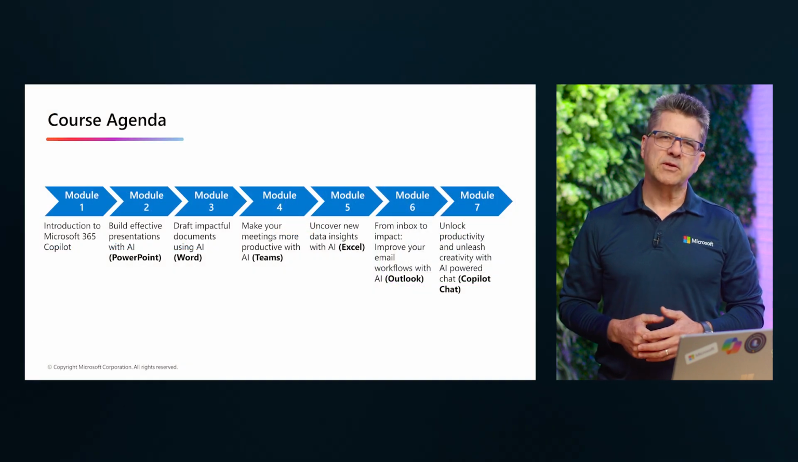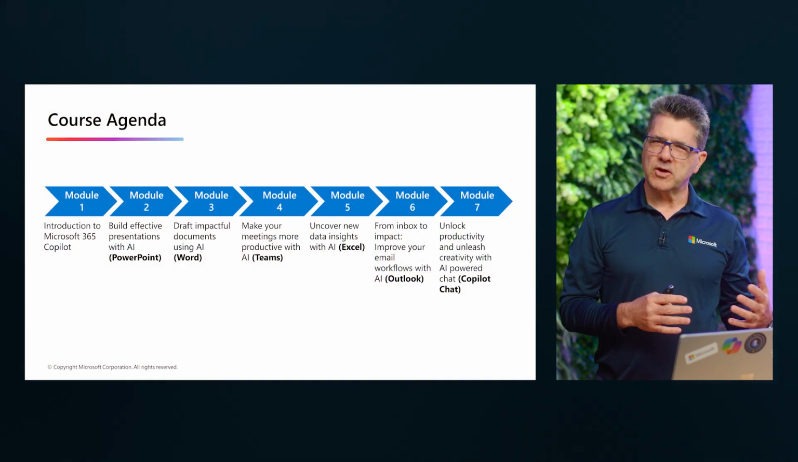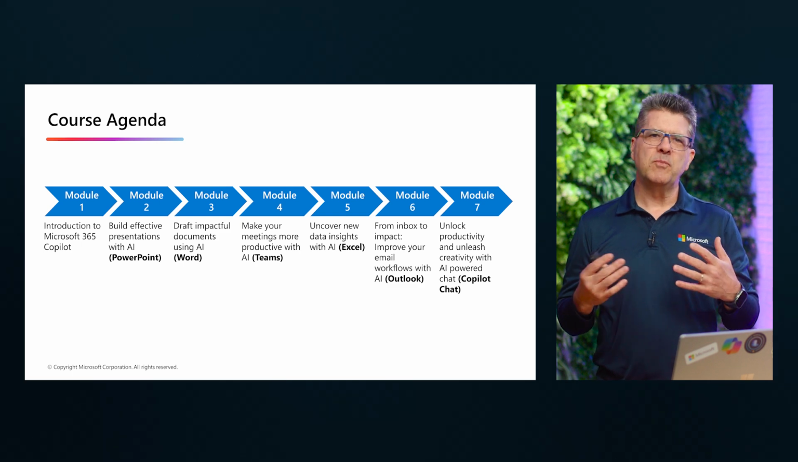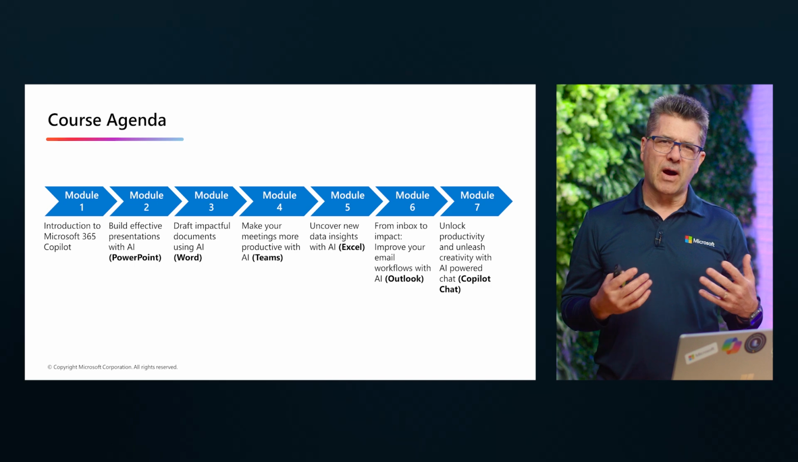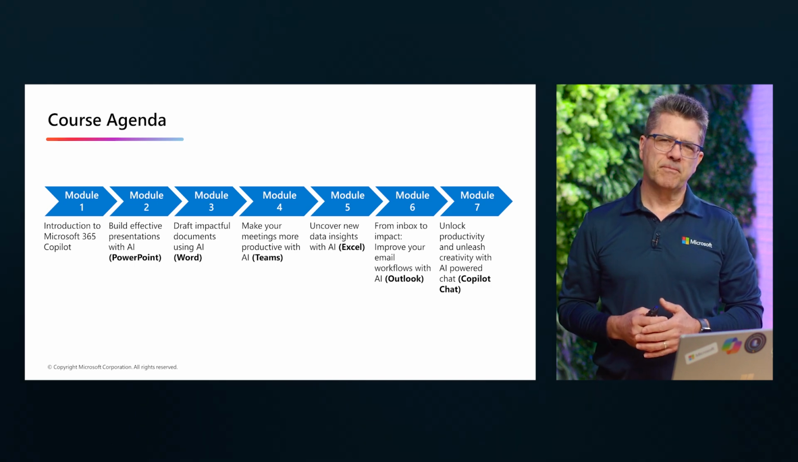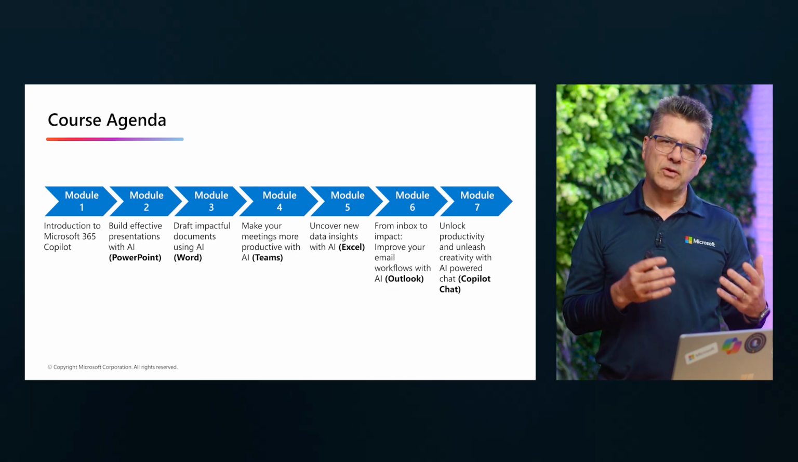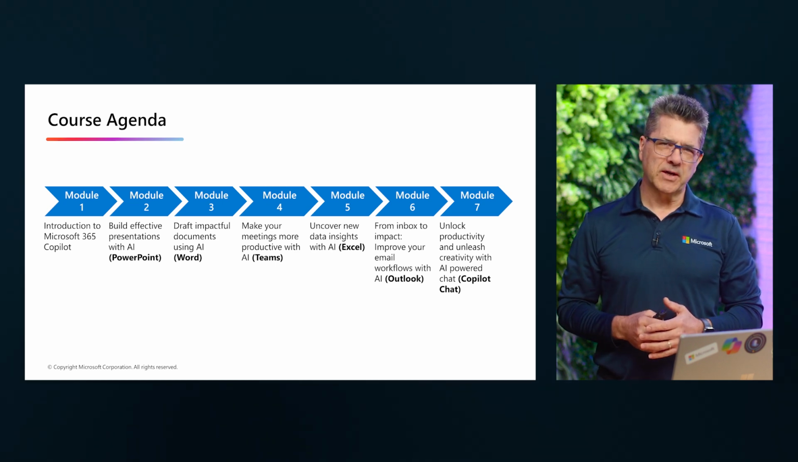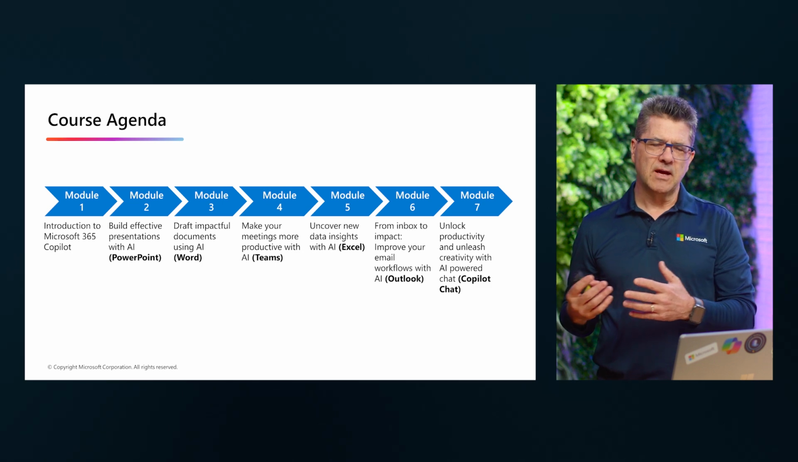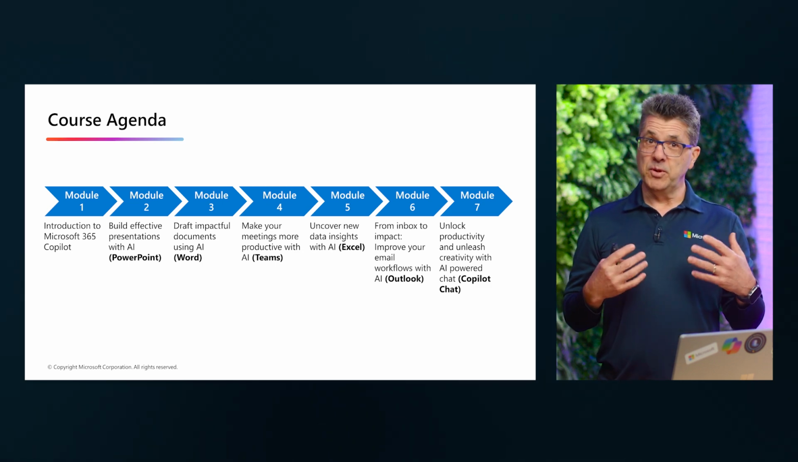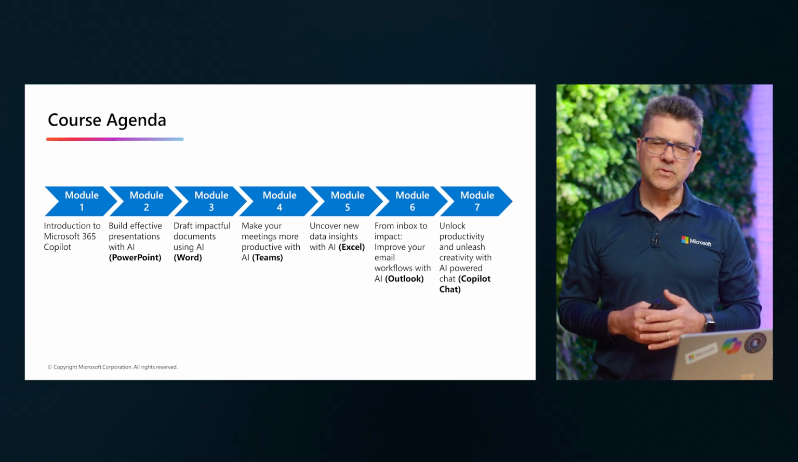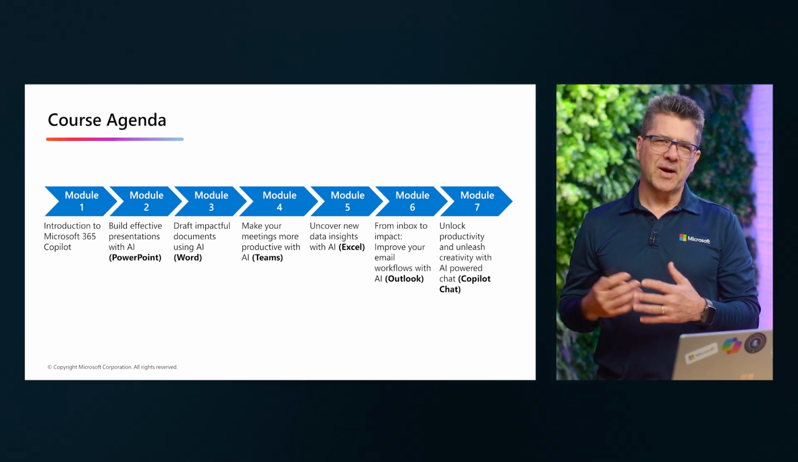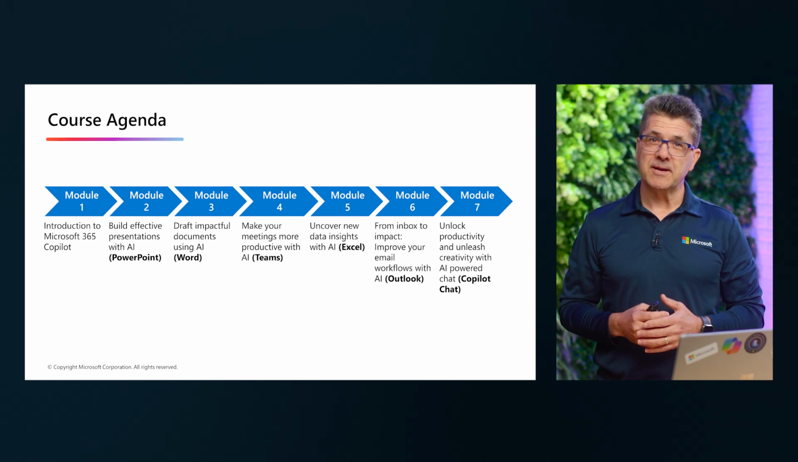Now, where are we going to start? We're going to start with module number 1, where we're going to cover the basics of Copilot for Microsoft 365. What is it? How does it work? How do I get licensed? Then we're going to go directly into PowerPoint. How do I use Copilot in PowerPoint? I want to create a presentation, modify my presentation, beautify my presentation. We are going to learn how to do that. You are never going to draft a presentation by yourself again.